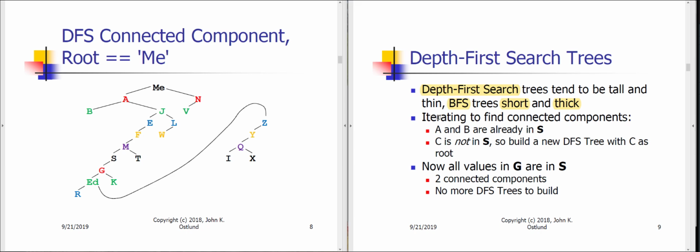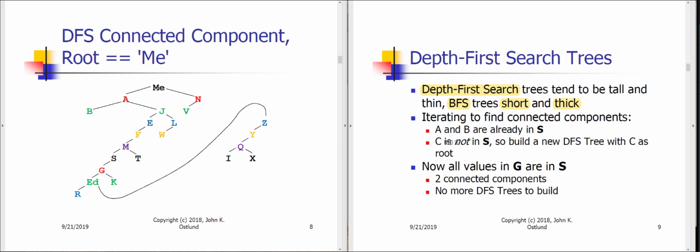If we want to find all the connected components using depth-first search, then we can simply traverse through the nodes in our graph. We'll discover that A is already in the set that we visited, B is already in the set that we visited, C is not in the set that we visited, shown here on slide 8. And so we build a new depth-first search tree starting from C as the root.